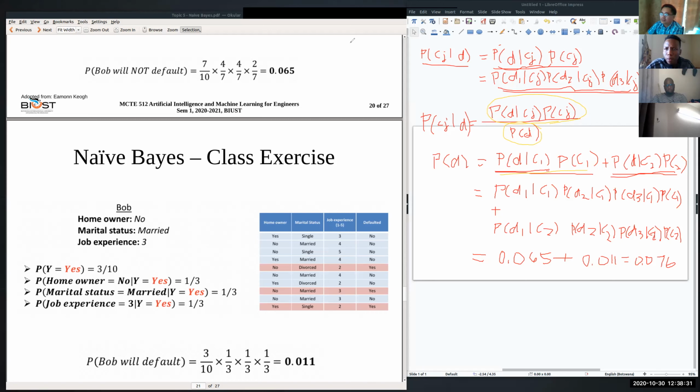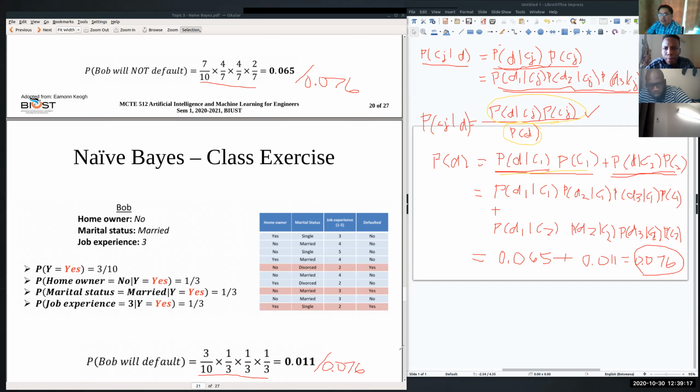If you compute the Bayes theorem, what we are saying here is that these computations are just the numerator of the Bayes theorem. There is a denominator that is the sum of these two, which is 0.076. That means that for Bayes theorem, this one will be divided by 0.076, and this one will also be divided by 0.076.